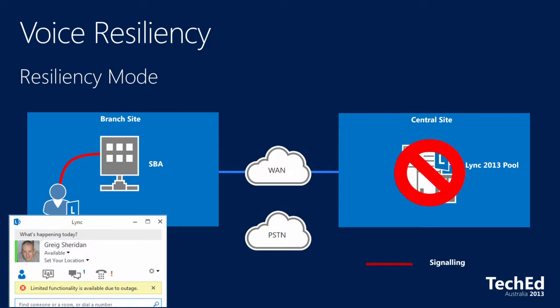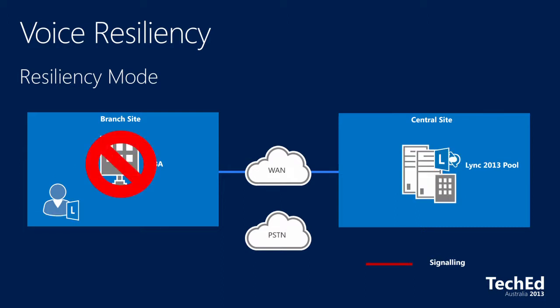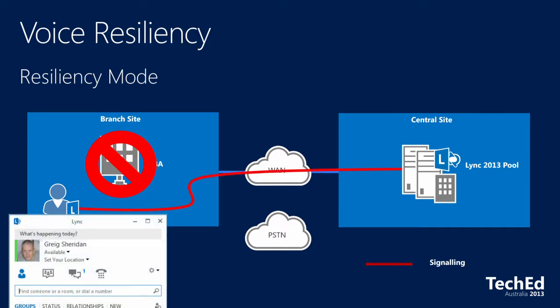That's also the case if we lost the pool, of course. He's still registered locally at the branch site with the same message. If we lose the SBA component, it's business as usual for Greg. He's able to sign in against his backup registrar, which is this pool over here, and there's no error message because this is where all the user services were to start with.